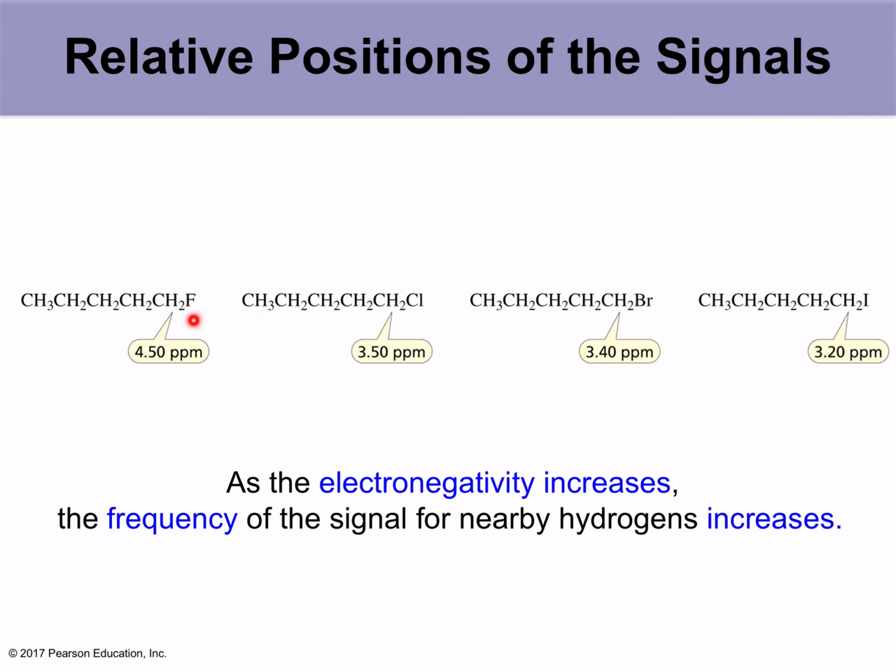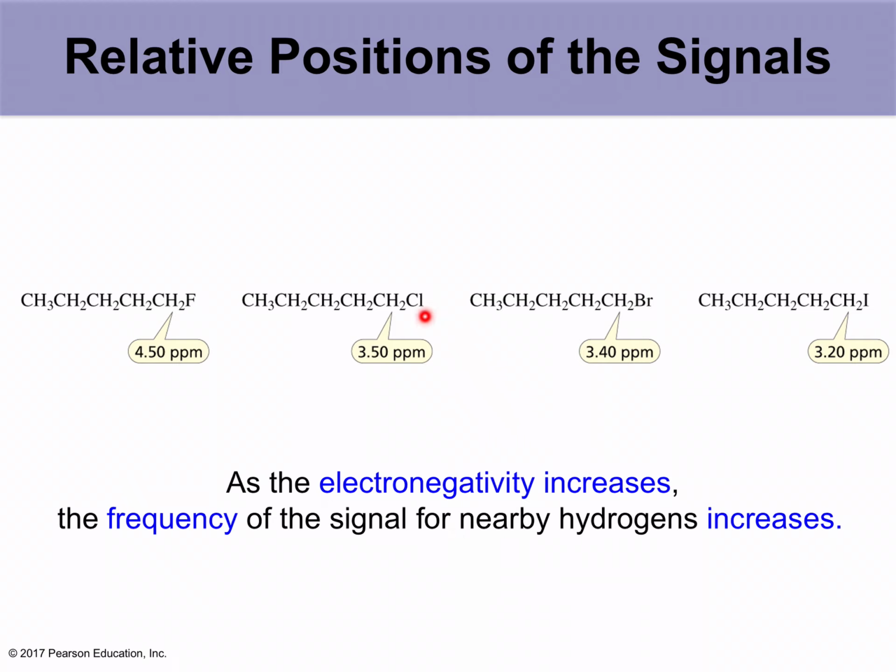Fluorine being more electronegative, it would pull electrons away from the hydrogens next to that fluorine and make them more deshielded. So the hydrogens will not feel that many electrons. As a result, they would feel more of the applied magnetic field and appear at a higher frequency, more downfield, more deshielded. As the electronegativity increases, the frequency of the signal for nearby hydrogens increases.